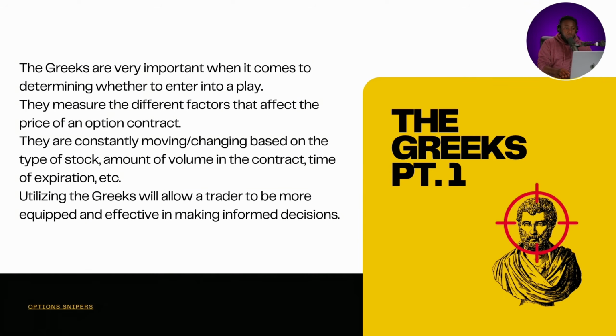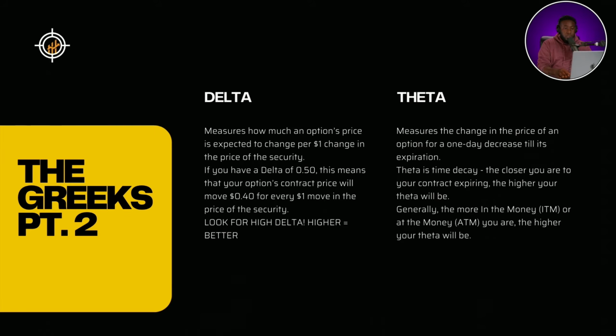All right, guys. Now we're going to briefly go over the Greeks. The two Greeks that we're going to go over are delta and theta. Now, what delta does is it measures how much an option's price is expected to change per $1 in the price of the underlying. Okay, so there are different examples of how delta changes throughout the course of the stock market. And then inversely would be theta. Okay, theta is essentially time decay.